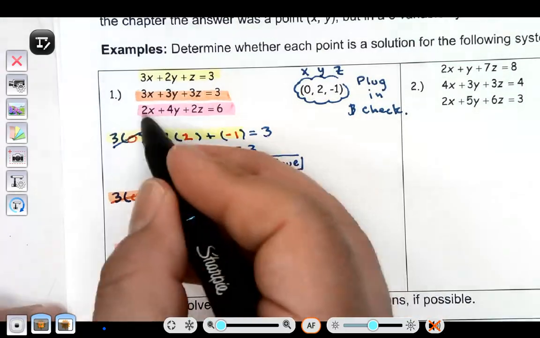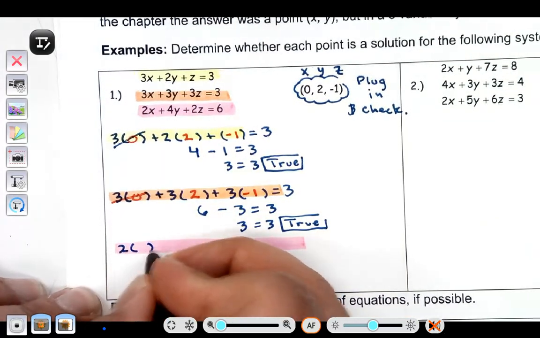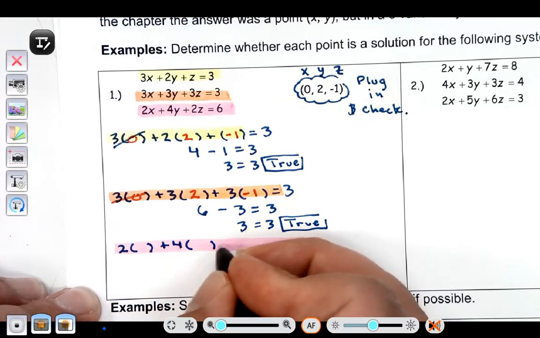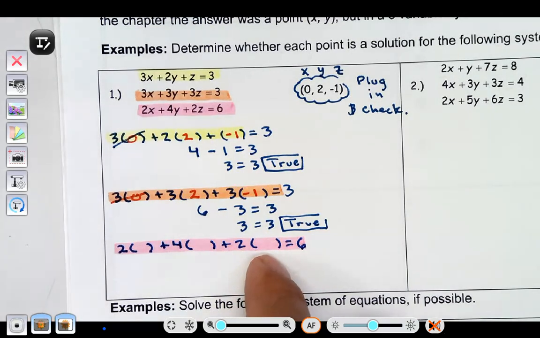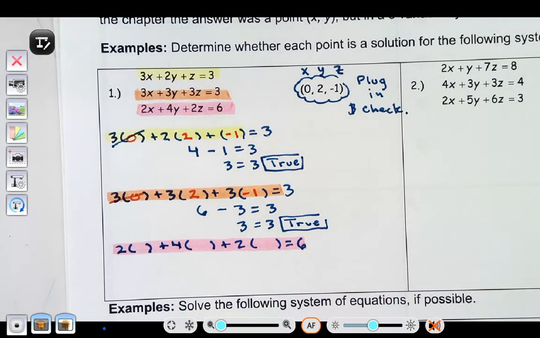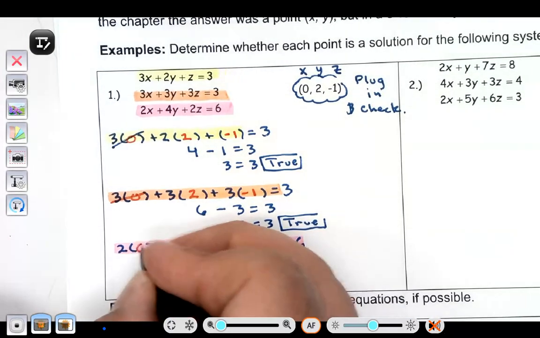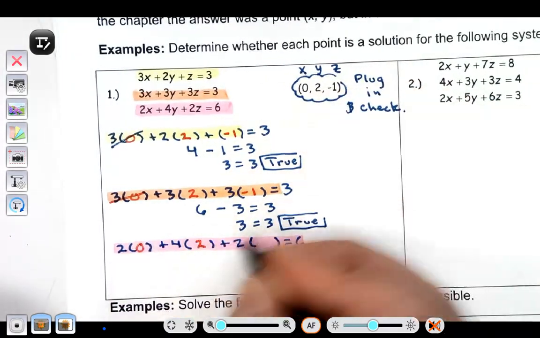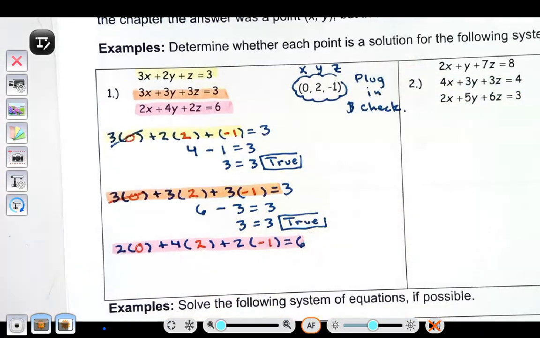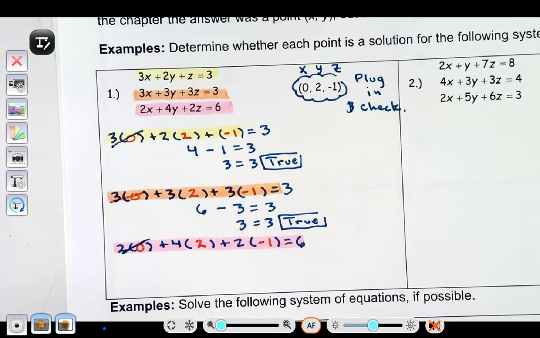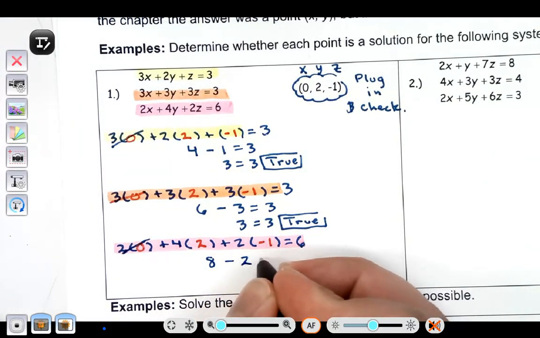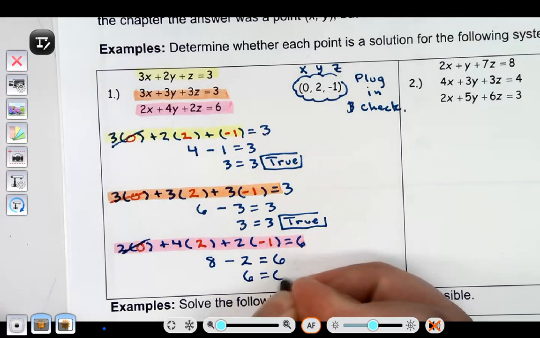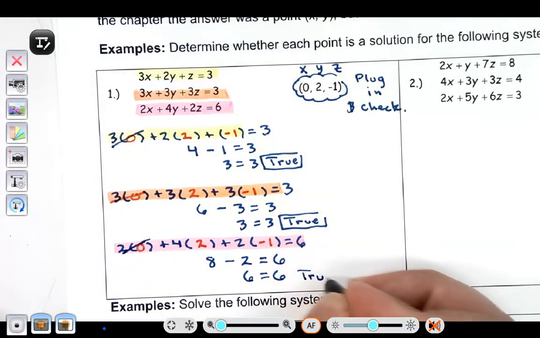Again, I'm going to copy the equation the way it is. 2x plus 4y plus 2z is equal to 6. Again, I say the letters, but we don't actually write them down because we know they need to be replaced by their official value. So my x is 0, my y is 2, my z is -1. It's great when they use 0 because it just goes away. 4 times 2 is 8. 2 times -1 is -2. 6 is equal to 6. It definitely worked out for all three.